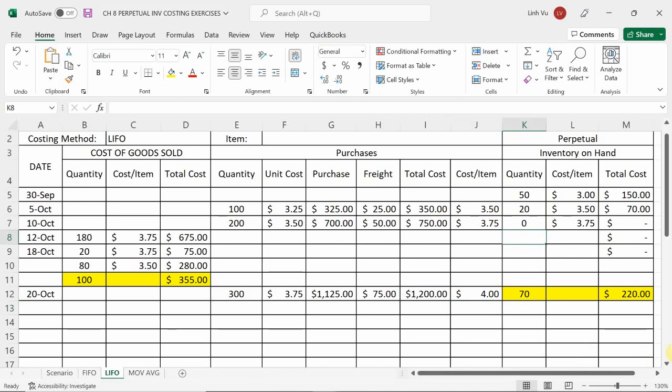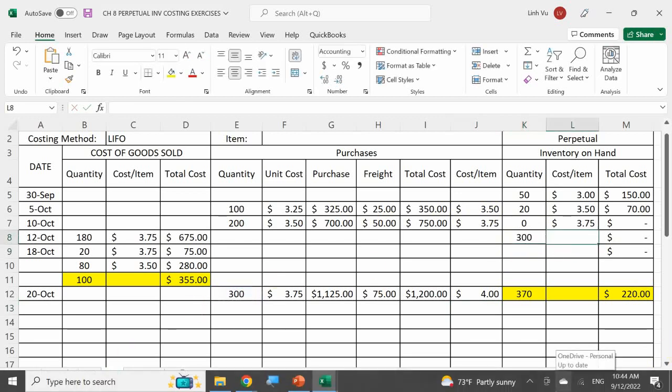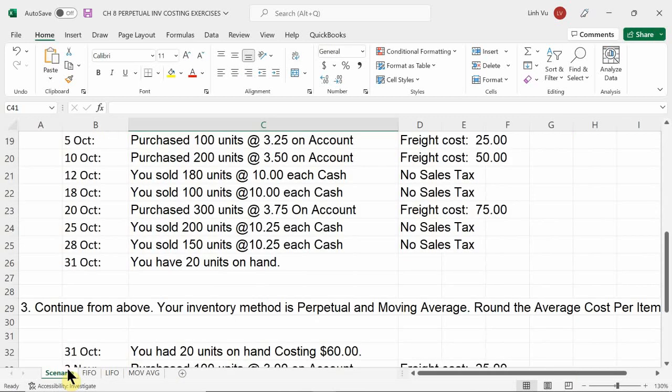Now remember, I can't just erase my stuff in here because I cell reference. So I'm going to add to know that I have a fourth batch of inventory that I purchased. So now I'm finally at 370 units at a grand total of $1,420. Let's keep going. Let's see what happened next. October 25th, we sold 200 units.